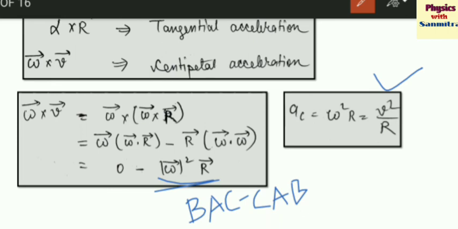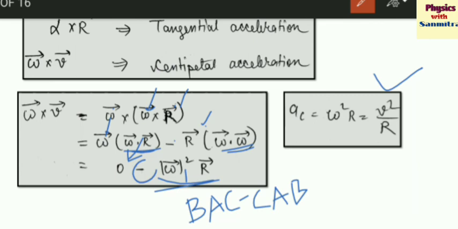See, back cap rule means A cross B cross C will be B, this one, into A dot C, minus C into A dot B. See, omega dot r, that is omega is lying on a plane which is perpendicular to that of r. So omega dot r will be 0 because of the 90-degree angle between them. Omega dot omega is mod omega square, that is into r, and there is a minus.